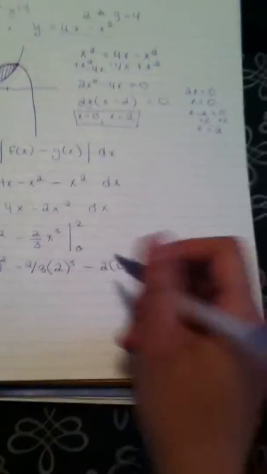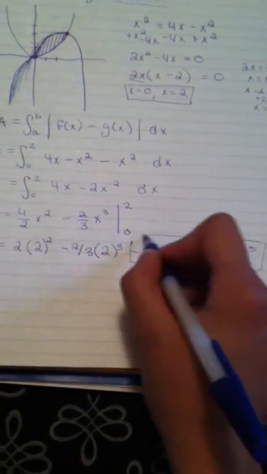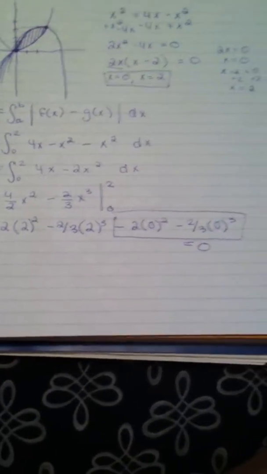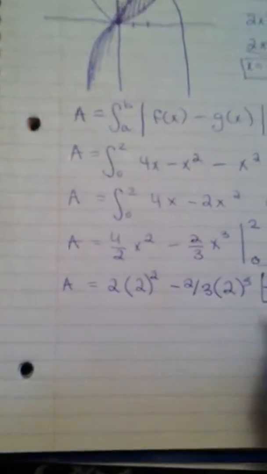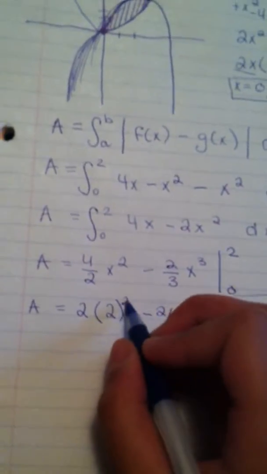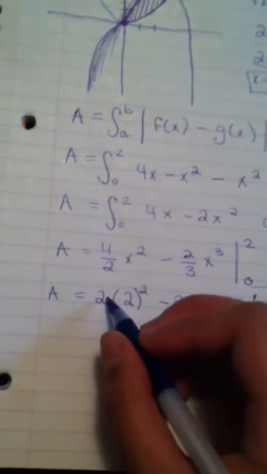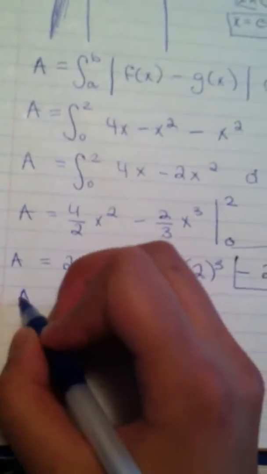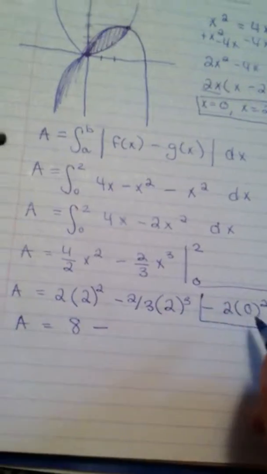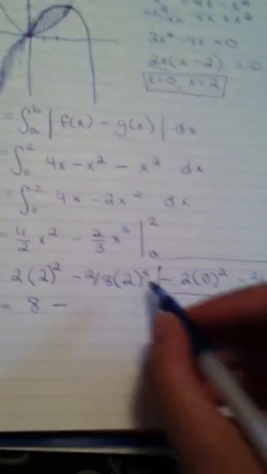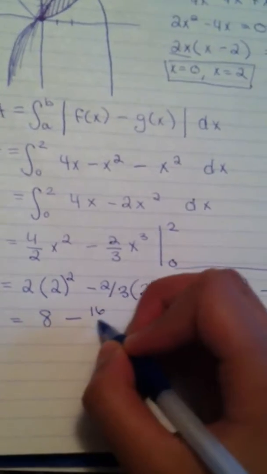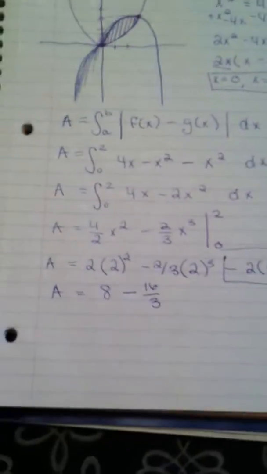And we can already tell that this side of the equation is just equal to 0. So we don't have to worry about that half. We just have to worry about this half. So 2 squared is 4. 4 times 2 is 8. Minus 2 cubed, which is 8, times 2/3, which is 16 over 3.